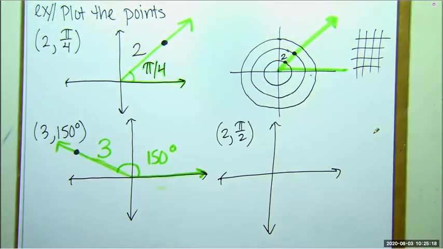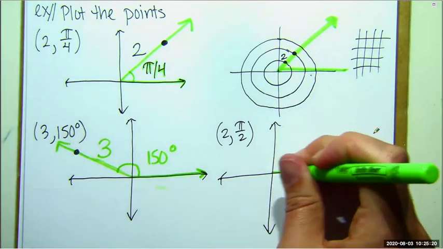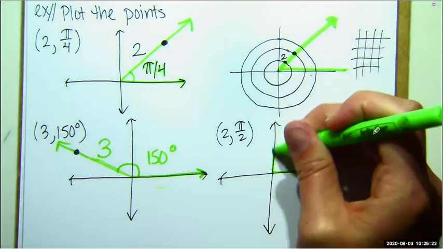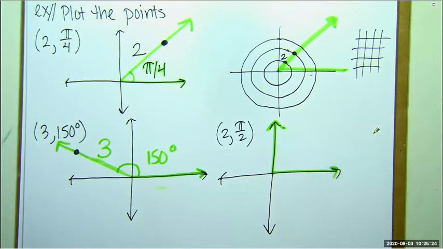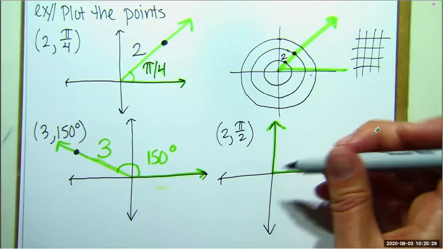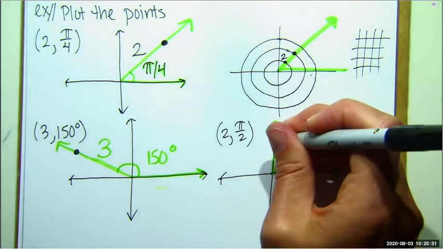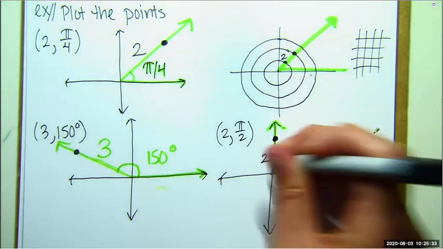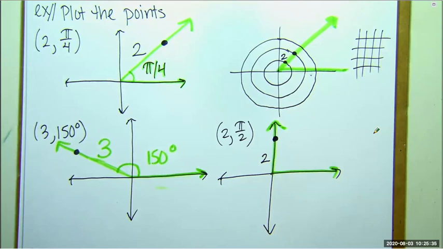The first thing we want to do is draw on our angle. That's pi over 2, which is of course 90 degrees. And then we want to go a distance of 2 away from the pole, which is the origin. So here's 2. Here's our point. We put a 2 in here to indicate that that's the distance.